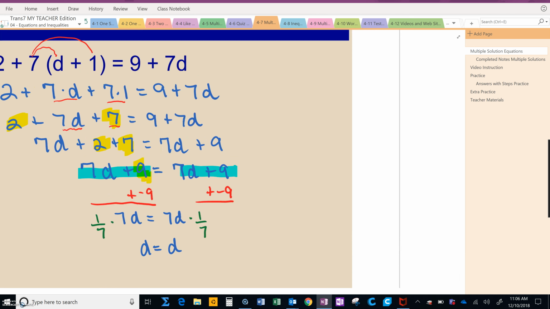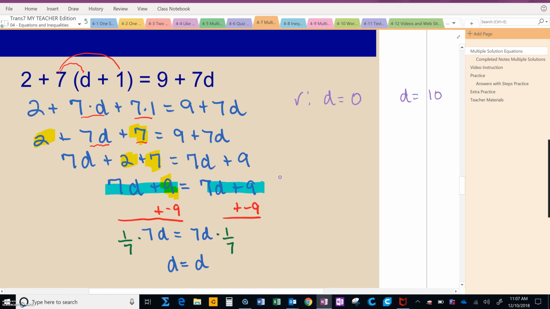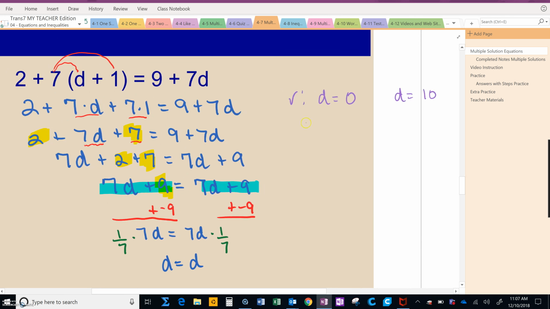For check steps, if I let d equal 0, 0 would equal 0, right? If I let d equal 10, I would get 10 equals 10. Let's put it back up in the actual equation. So 2 plus 7 times 0 plus 1 equals 9 plus 7 times 0.